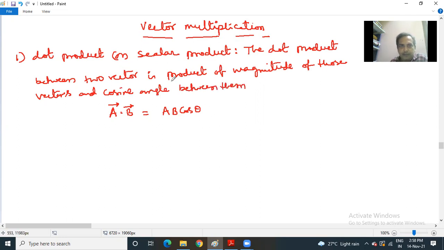So see, the product of the magnitudes of those vectors means what? These two vectors are having only magnitude, no direction is included, and the cosine of the angle between them. So this is the way to understand. Look at the equation and try to understand the definition of dot product. Now, how to understand with the help of a diagram?